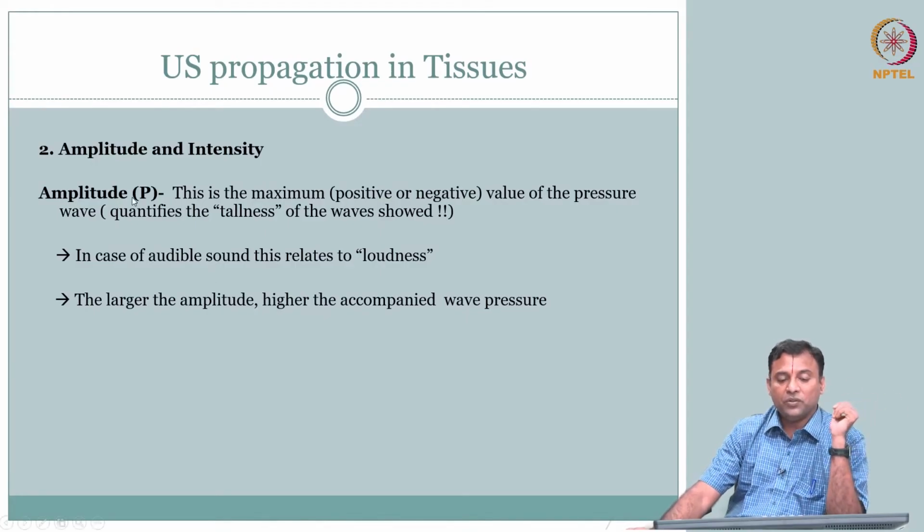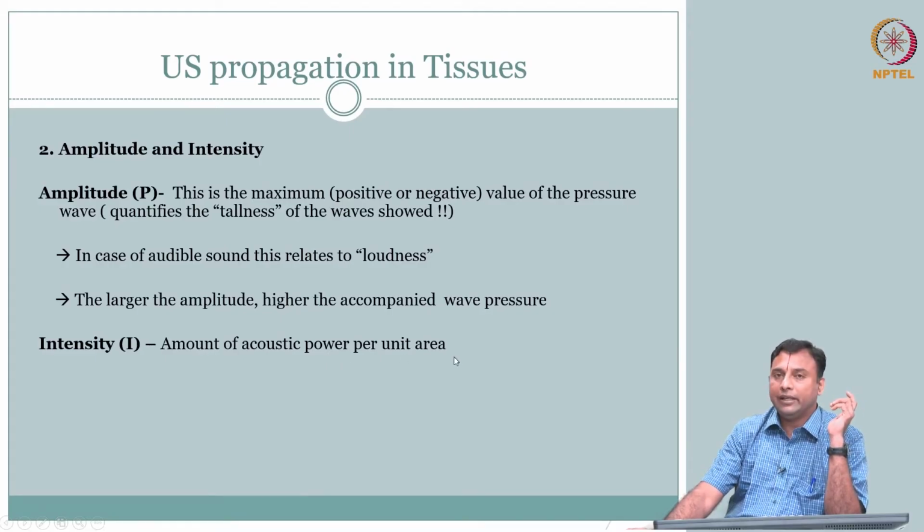Okay, so amplitude. What is the intensity then? Intensity has to do with some square term per area. So intensity is the amount of acoustic power per unit area. So you had amplitude, intensity is your power per unit area. What is your power? I have my intensity as power by area. What is my power?